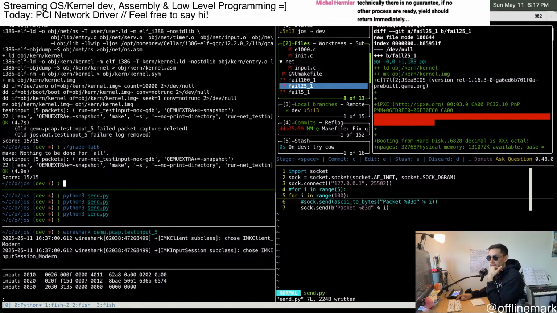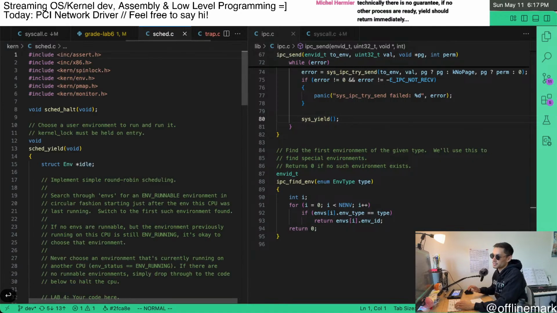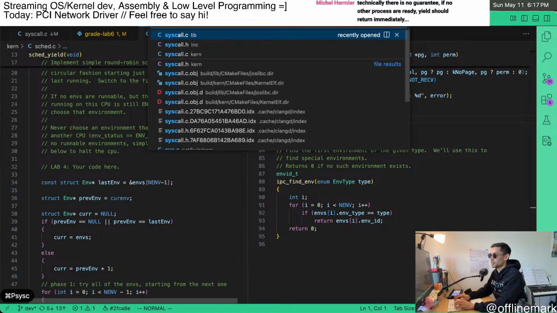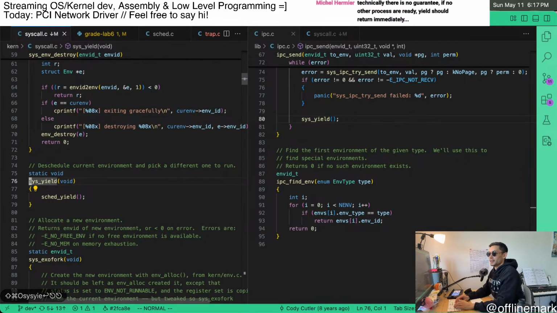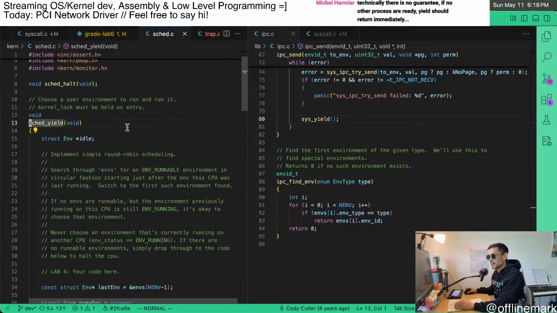Yeah, if no other processes are ready, yield should return immediately. Let's check. It worked twice. Let's check scheduled. All right, let's actually start from the system call, sys yield. All that sys yield does is call sched. Sched takes no arguments.